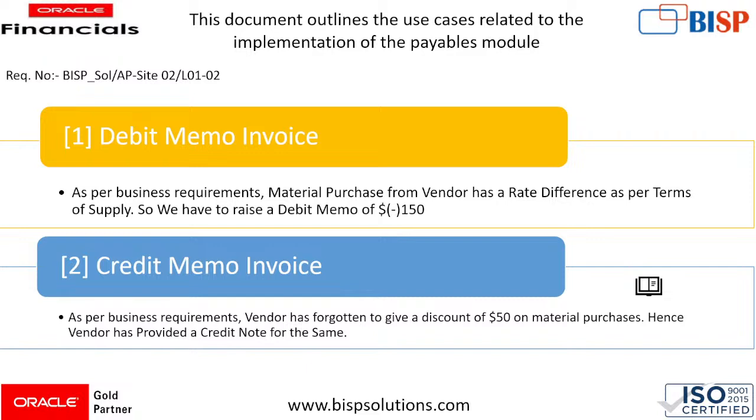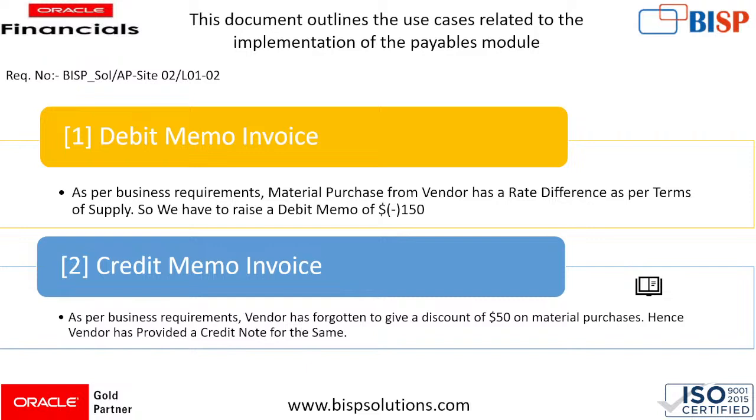So a debit memo invoice is a negative amount invoice created by a business user and sent to a supplier to notify the supplier of the credit you are recording. As per business requirement, the material purchased from the vendor has a rate difference as per terms of supply. So we raise a debit memo of $150, that is negative, right? So negative $150, we raise the debit memo.